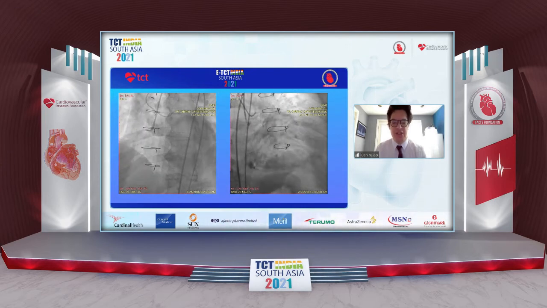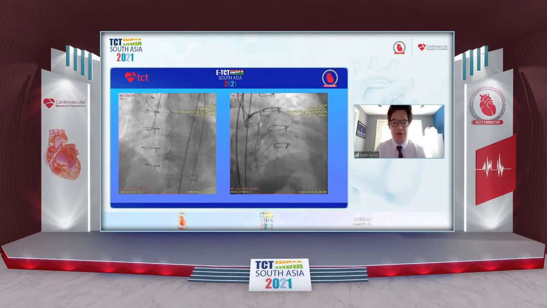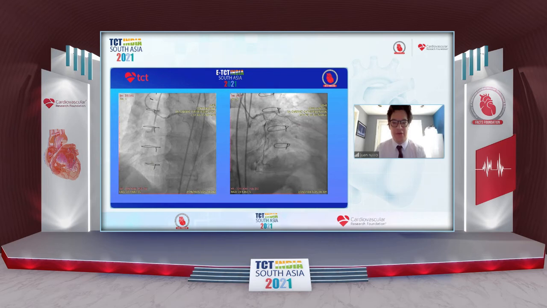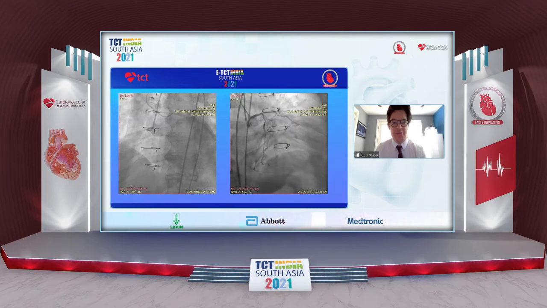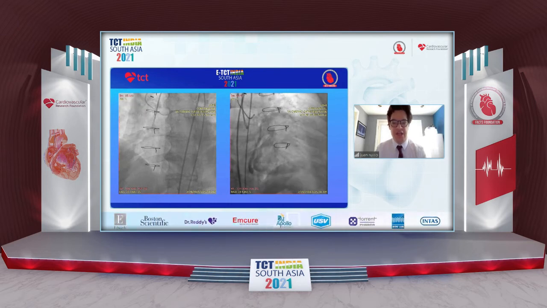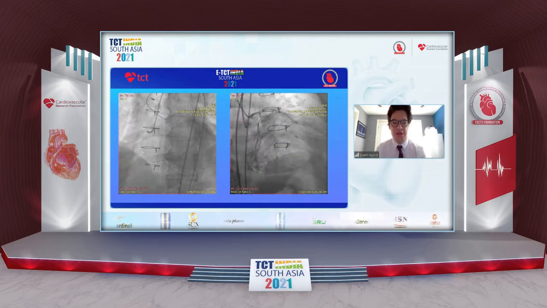This CTO PCI was attempted about two times prior by a CTO operator and then referred to our center for a third attempt. I wasn't the primary operator initially. You see here that the plan was to basically try an antegrade approach again. A 7 French JR4 was chosen, which made the procedure a little bit more difficult because of the lack of support.